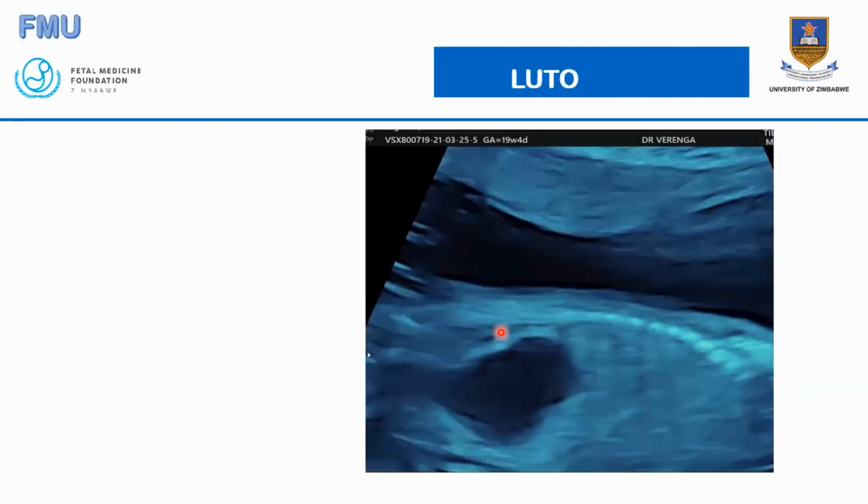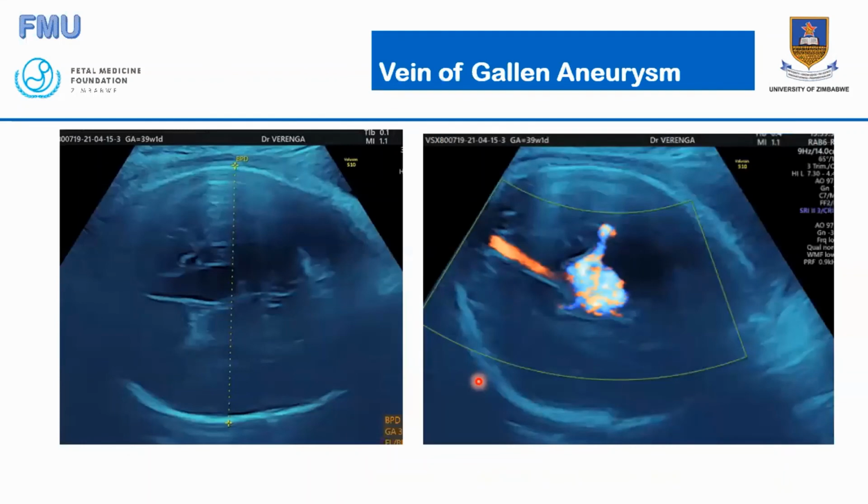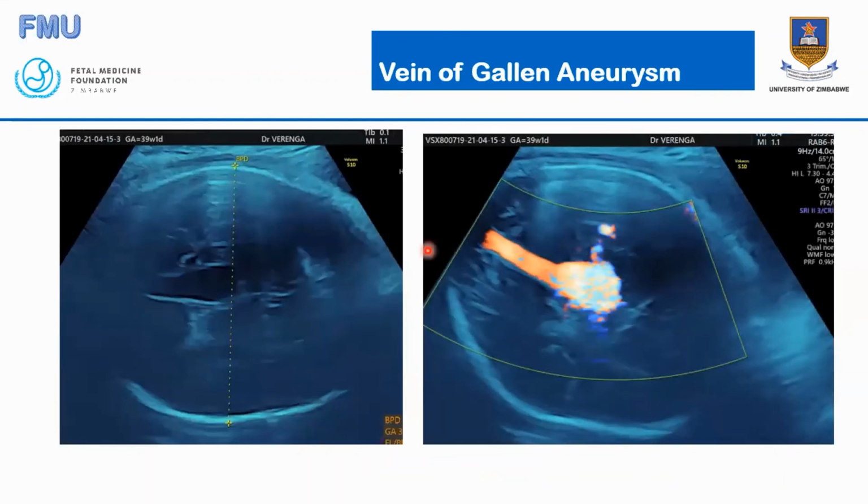This is not very clear, but this is one of our cases. We had a keyhole sign in the bladder from posterior urethral valves. Not a very clear image. Again, a vein of Galen aneurysm.